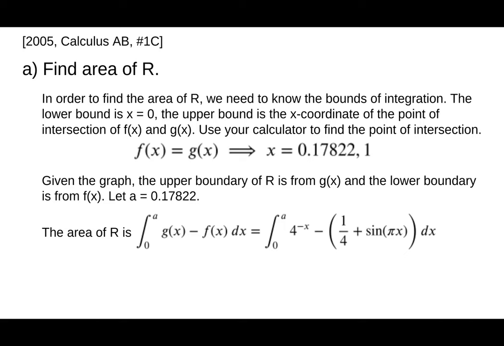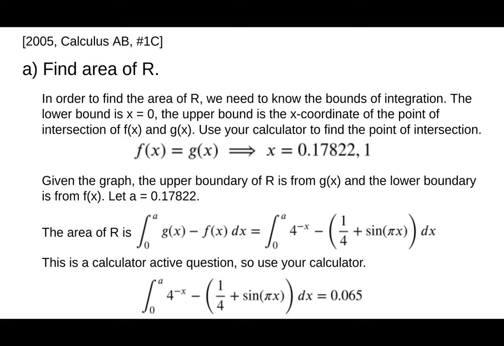And because this is calculator active, we are 100% going to use our calculator to do this. You might be able to do it by hand, maybe, but with the decimals, and it's calculator active, there's no point in trying to do it by hand. So we let the calculator do the work, and that region has area 0.065.